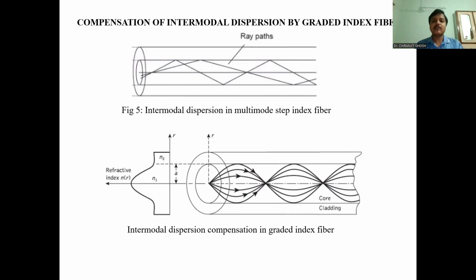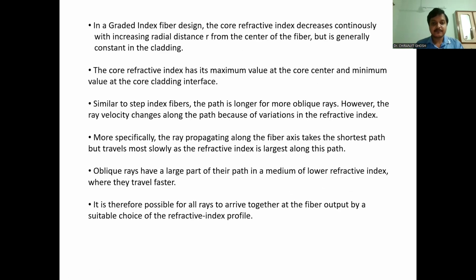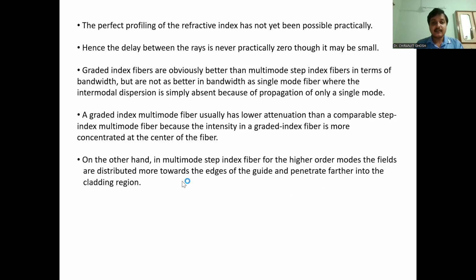Second, the attenuation is also very small, because, as I said, the higher order rays, the fields are more distributed towards the edges of the guide. Sorry, because the intensity in the graded index fiber is more concentrated at the center of the fiber. As I told, mostly all the rays are concentrated within the core of the fiber. So that's why there is very less loss of intensity.